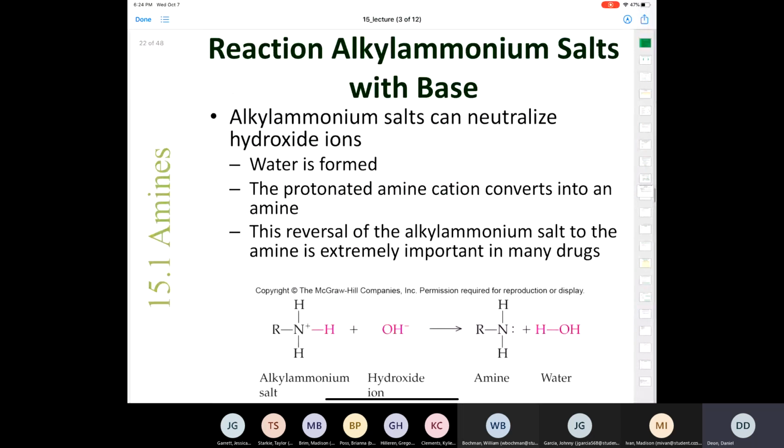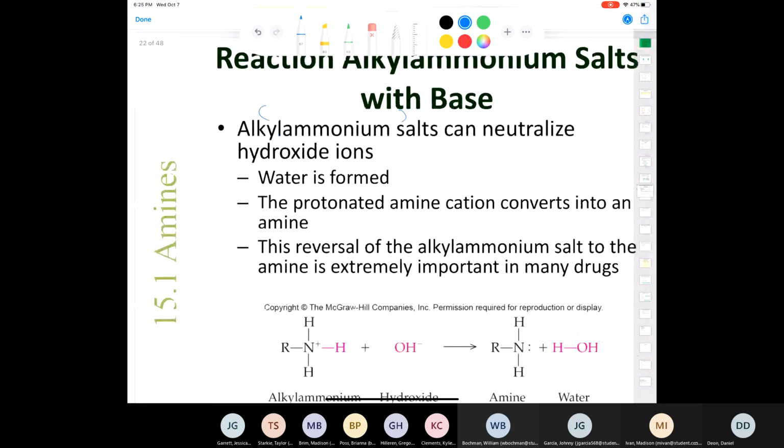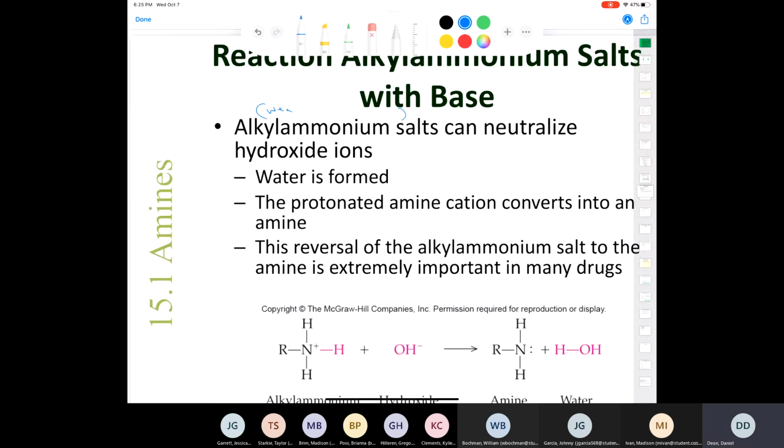Now, what about those alkyl ammonium salts and what we can do with those when they're in a base? Well, I'll just tell you right now that an alkyl ammonium salt is an acid. It's a weak acid, but it is an acid. Alkyl ammonium salts are weak acids. Well, if they're acids, they can react with a base. A hydroxide ion is OH minus, right? And that's a base. So of course the acid can react with a base, but in this case, we end up forming water, right?